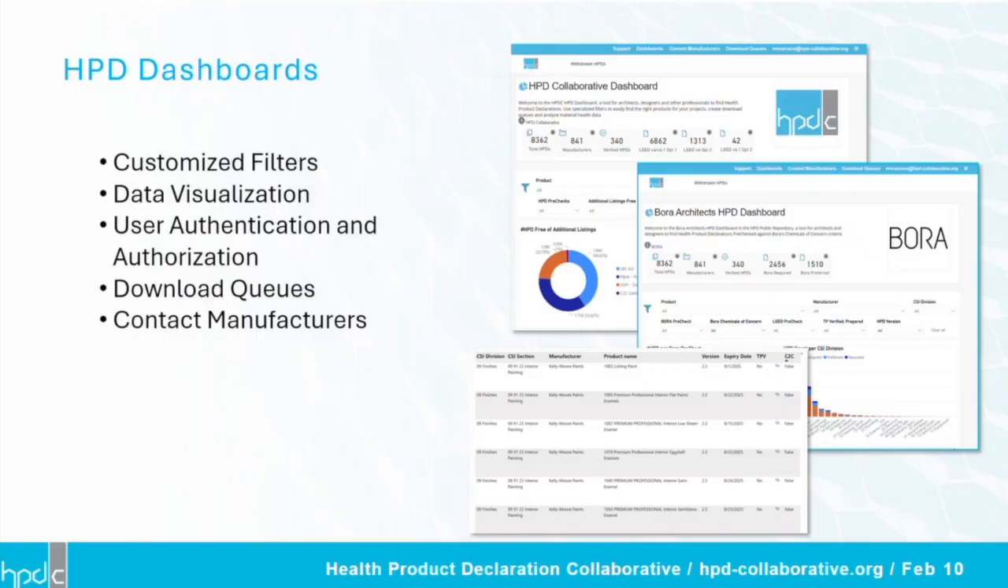But what we can do is use the data from HPDs, which is digitally available, every field in the HPD, to create customized filters and data visualization options. We can also automatically authenticate users that are members of your organization. There are download queues, which is the option for creating folders of HPDs so that you can download them all together. And then there is an option for contacting manufacturers directly to provide feedback on HPDs or to request updated HPDs.